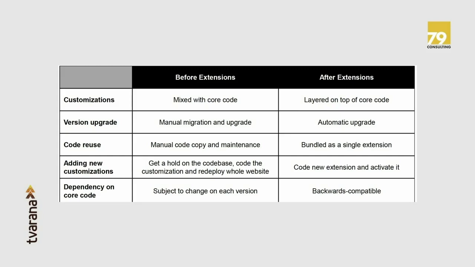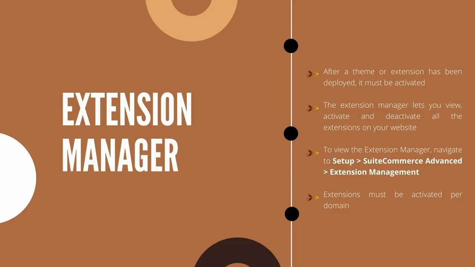And how does one access these extensions? Well, you have to install extensions as bundles on your account. Once the bundles are deployed, they are not automatically applied to your site. They must first be activated manually. You can use the extension manager to do this. It lets you view, activate, deactivate all of the extensions and themes on your website.